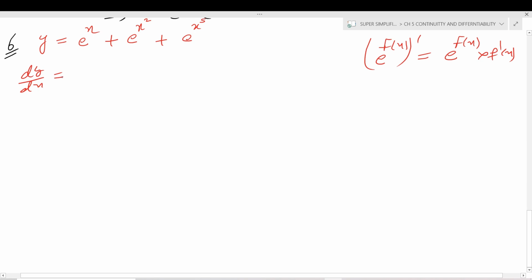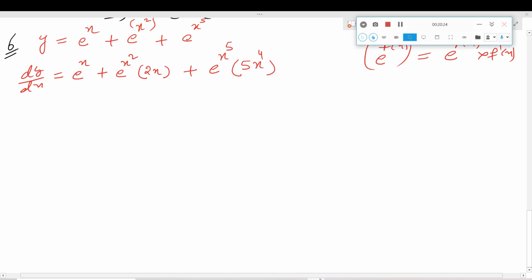So derivative of e^x is e^x. Now we have e raised to the power x square, where x square is a function. So derivative of e^(x square) will be e^(x square) multiplied by the derivative of x square, and derivative of x square is 2x. Similarly, for e^x raised to the power 5, its derivative will be e^(x^5) multiplied by the derivative of x raised to the power 5, and derivative of x raised to the power 5 will be 5x^4. So this is the answer.